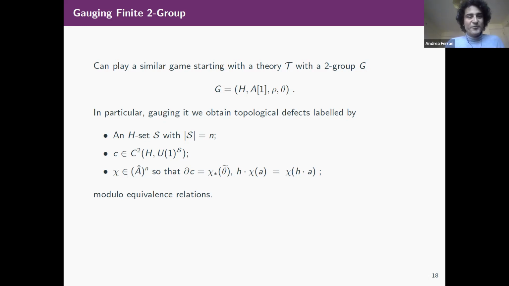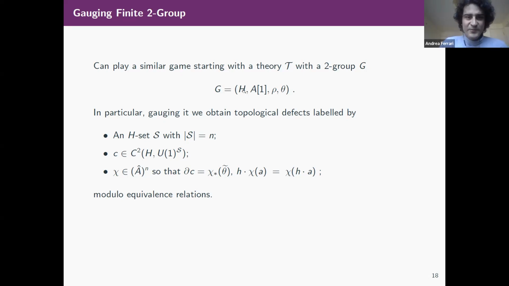So the game is very similar to before, and so very quickly we still have a set, which is an H-set now, where H is the one-form symmetry. We have some cocycle valued here, and the one-form part will instruct us to consider some cochains with A that will satisfy some compatibility condition. So, for example, this C here is not closed anymore, but the failure of it to be closed will be determined by the Postnikov class.